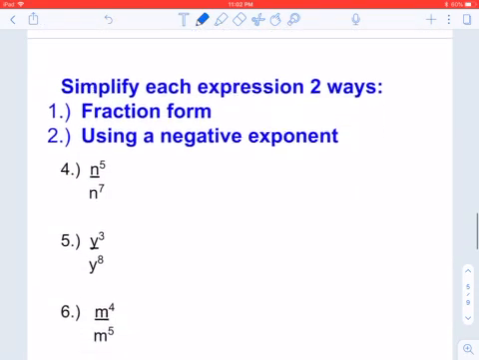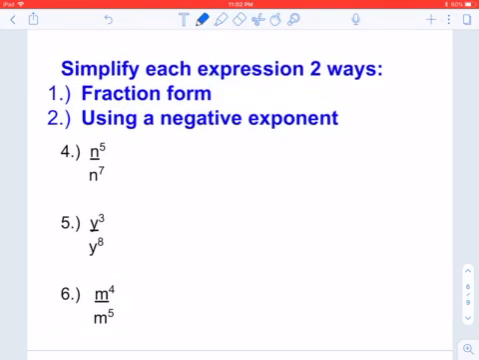Okay, so let's use that and go ahead and simplify each of these expressions two ways. Remember, you don't need to write this in blue. So on this one, we've got n to the 5th over n to the 7th. Let's make it in fraction form first. So where are there more powers of n? That's right, in the denominator. So let's make our fraction bar. The powers of n are going to be left in the denominator. If we subtract to get a positive exponent, we do the bigger minus the smaller. So 7 minus 5 just gives us positive 2. And so we get 1 over n to the 2nd.